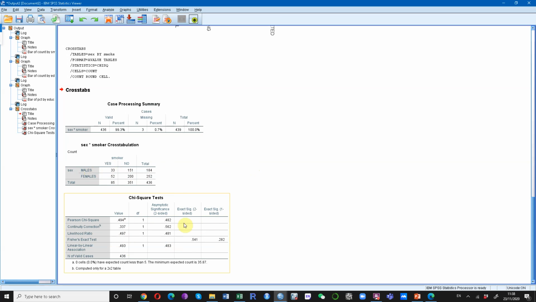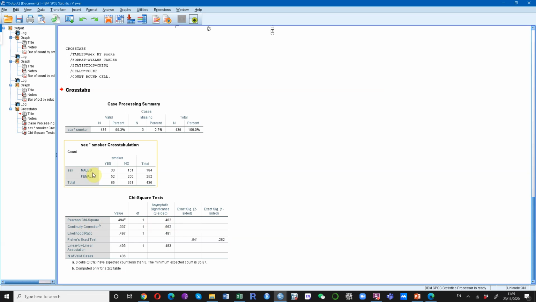But the last table here is the chi-square test, and the chi-square test actually tells us whether there is a gender difference in terms of smoking behavior. So where to find that p-value? That p-value is in the column called asymptotic significance, two-sided. It is basically the p-value. For any other chi-square test, you should look at the number on the first row, which is called the Pearson chi-square. This number is the p-value.